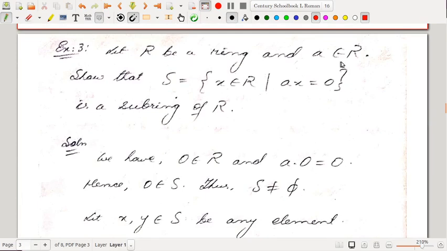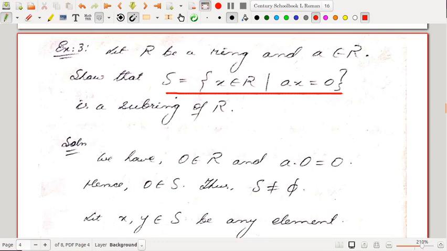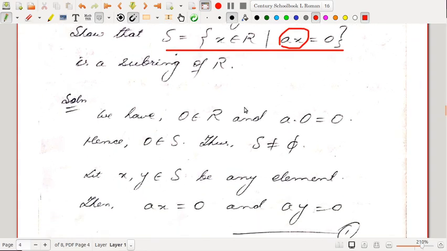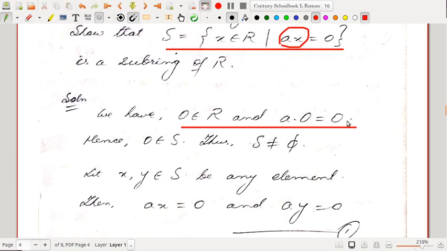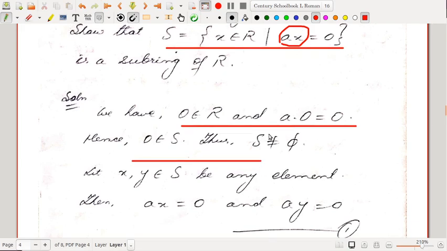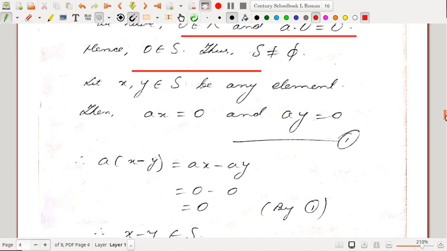Let R be a ring and a belong to R, any element. Show that the set S of all x belonging to R such that ax equals 0, okay, all those x inside R which satisfy that the product with a is 0, is a subring of R. Okay, so we have the element 0 in R and 0 also satisfies this. a into 0 is 0, right? So 0 is in S, by definition of the set S. So S is not equal to the empty set. Okay, S is a non-empty set.